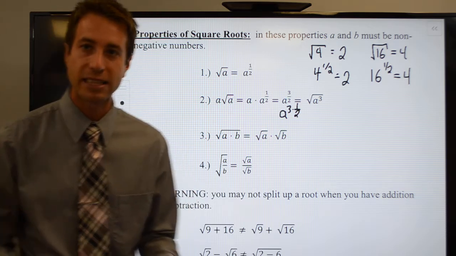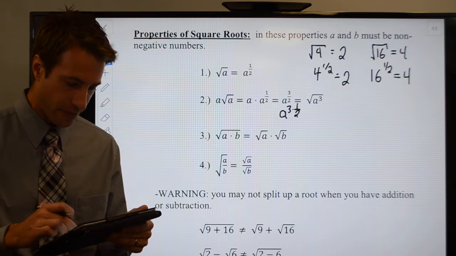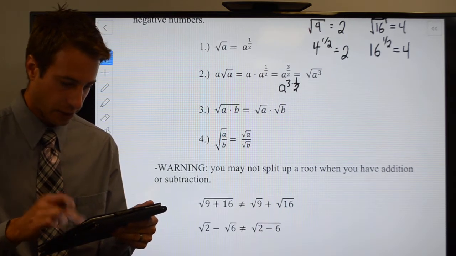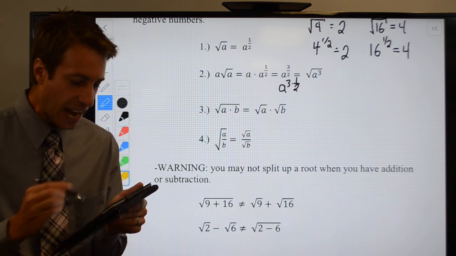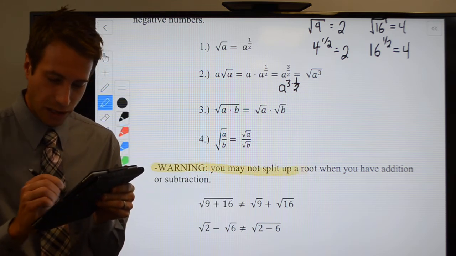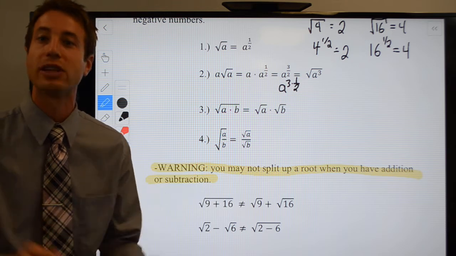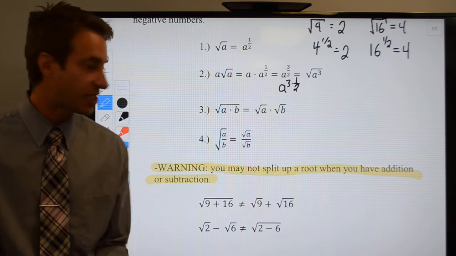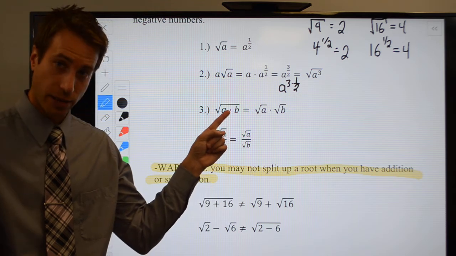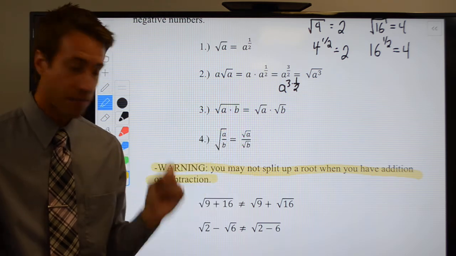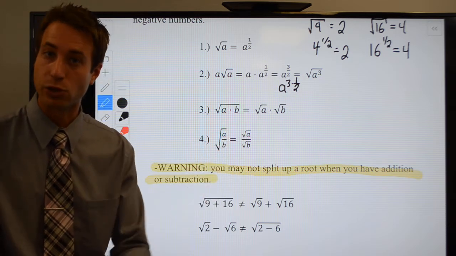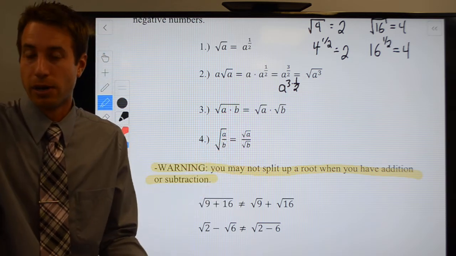I do want to make this quick note. It is very important, and actually a warning for you. Let me highlight it, so you can still see those properties. Very, very important. Lots of Algebra 2 kids fall into this trap. Please don't be one of those kids. Yes, if you have multiplication, you can split them up. And if you have division, you can split them up and take the square root of each term separately.